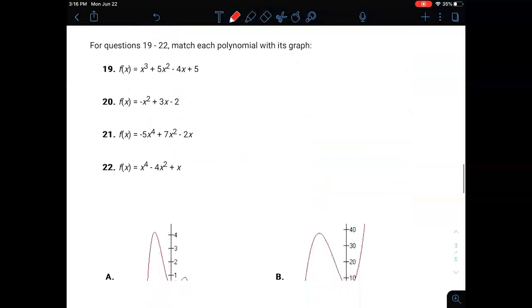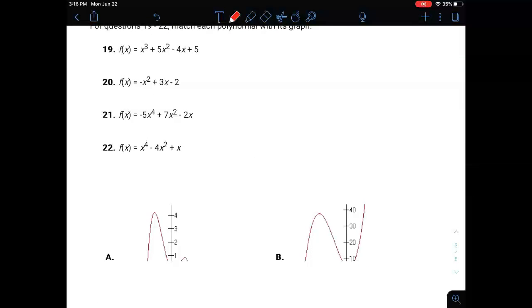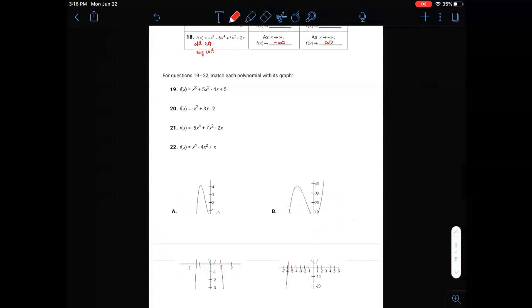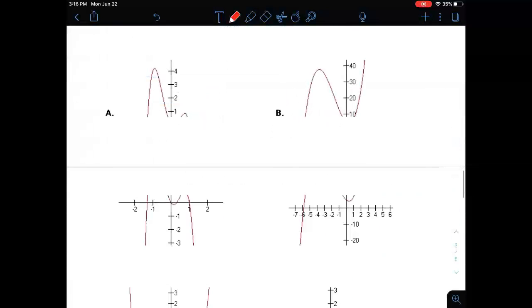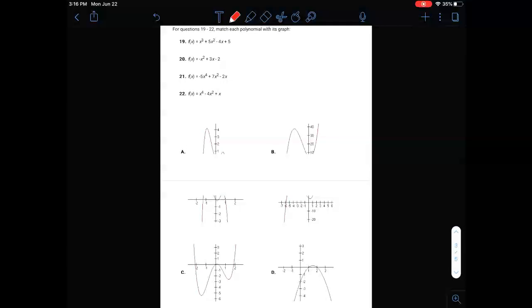All right. Now, for 19 through 22, match each polynomial with its graph. I'll pick 2 of them, and I'll leave the other 2 for you. Okay. So, apologies. What this can look like here is that we have to remember n equals the degree, right? And whether it's odd or even is going to mean something. And the max number of turns is equal to n minus 1. Remember, it can have less than that, but that's the maximum that it can have.